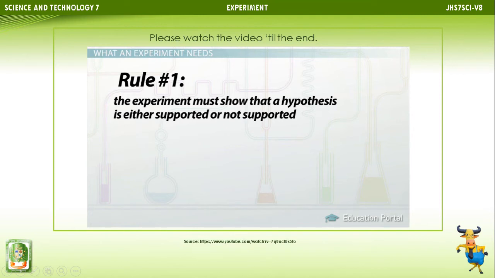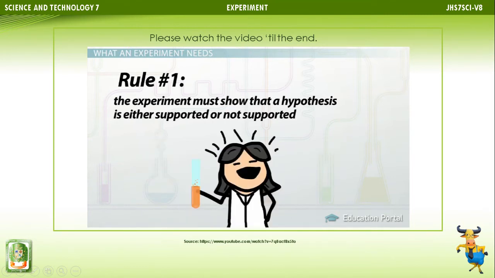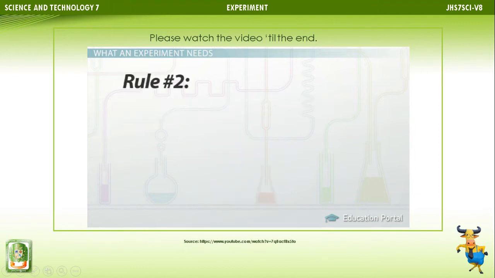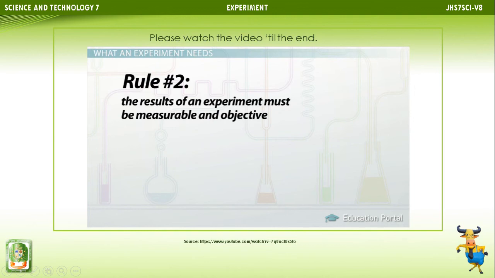In science, we try to avoid using terms like right and wrong, and we don't say that hypotheses are proven or disproven until we're really sure about it. A single experiment is not enough to prove anything with 100% certainty. The second rule is that the results of an experiment must be measurable and objective.